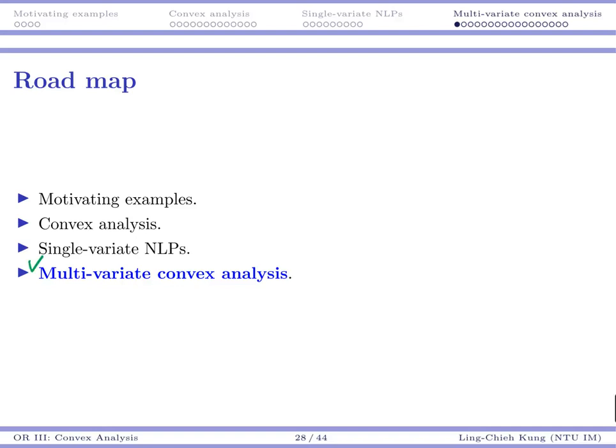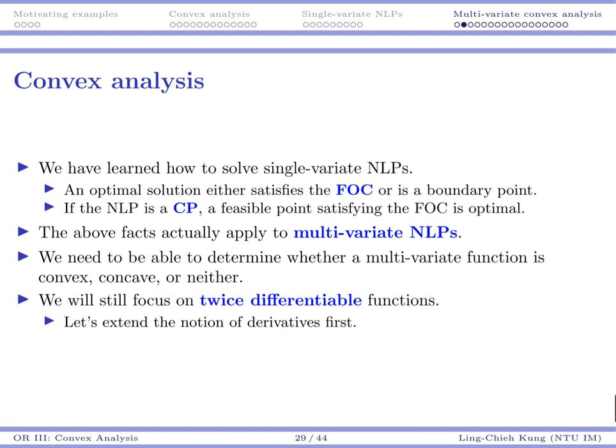Okay, so our last topic would be about multivariate convex analysis. We will first extend our analysis for convex functions, and we will talk about how we deal with multivariate functions, and then lastly, give you some examples about applying the principles. So solving single variate NLP is good, but we need to do something else, okay?